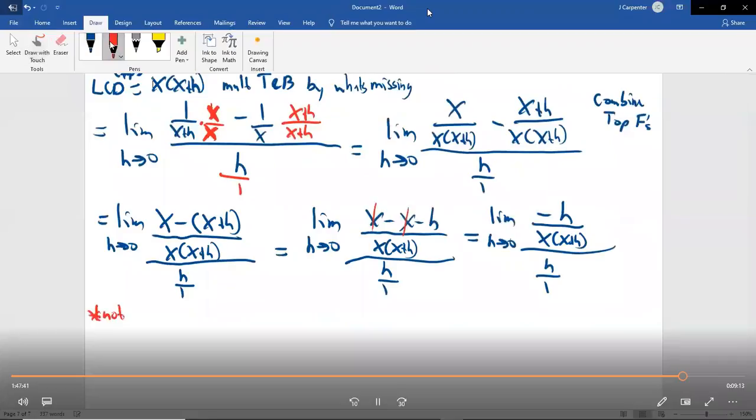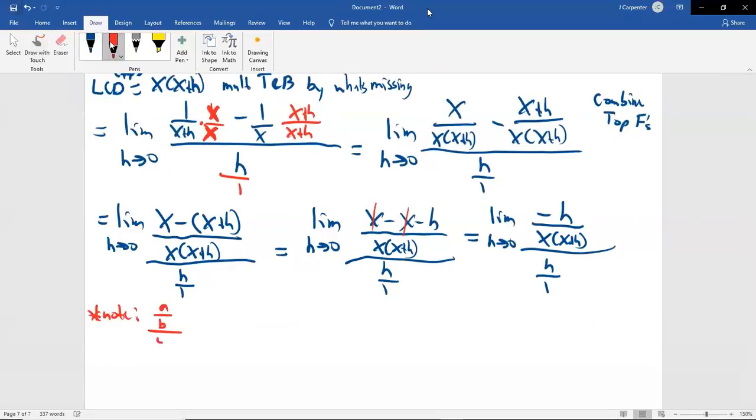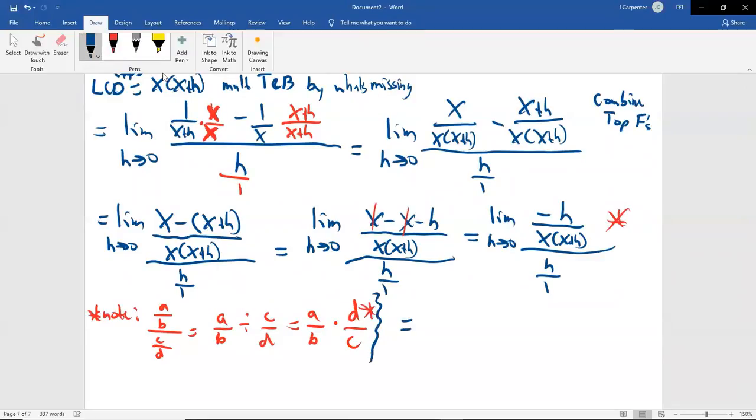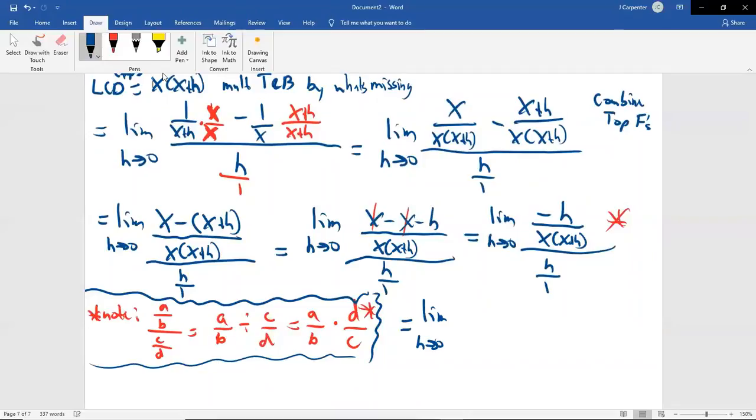Note, a over b over c over d is the same thing as a over b division symbol c over d, which is the same thing as a over b times d over c. I'm going to use that to fix this. So it's no longer fraction divided by fraction. So now, this is the limit as h goes to 0 of negative h over x times x plus h.